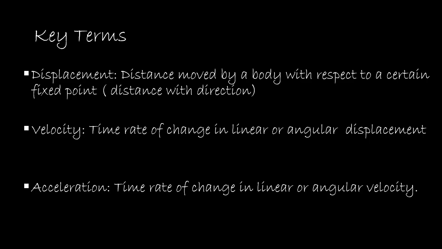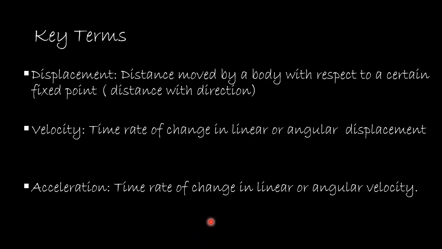The second term we have to know is velocity. Velocity is simply the time rate of change in linear or angular displacement. Let's say a body moves through a displacement of 7 and then moves through a displacement of 9. As you can see, the displacement has changed from 7 to 9, and it changed through a specific time. The rate of change in that displacement with respect to time is what we call velocity. The displacement can either be linear or angular. We are going to talk about that in the subsequent videos.